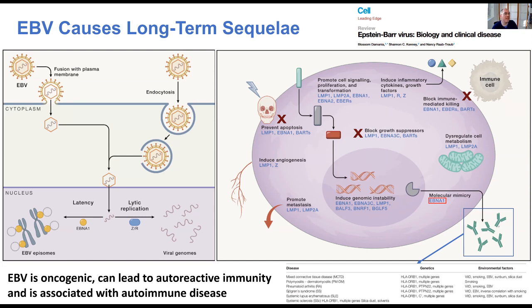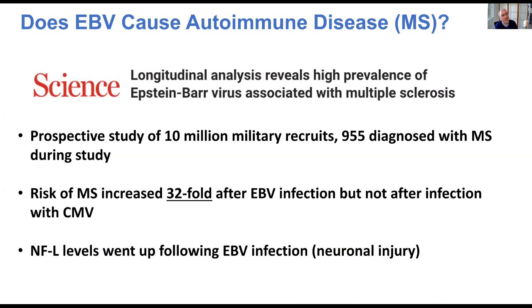And so again, a lot of this is either speculative or based on epidemiologic evidence, but to really prove that a viral infection is causing some type of discrete syndrome, you need large studies. And this is, of course, why RECOVER is doing what it's doing, but you need these large epidemiologically based studies. For example, I think folks may be aware of this recent article in Science, where they showed through a longitudinal analysis of 10 million recruits that 955 developed multiple sclerosis or MS, an autoimmune process in the central nervous system.